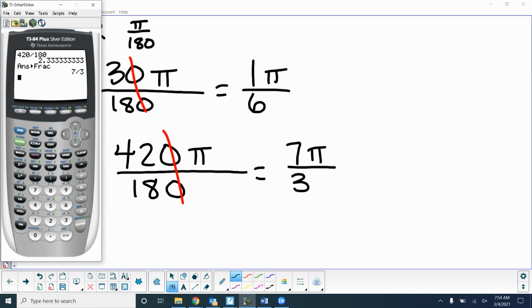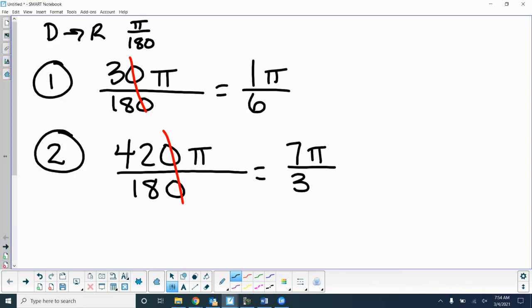Okay? So I don't want to see the 2.3 repeating pi. I'd rather see 7 pi over 3. Don't multiply those together by the pi and give me the decimal answer. That's the normal way to see radians.